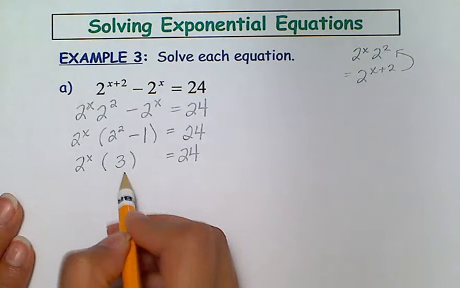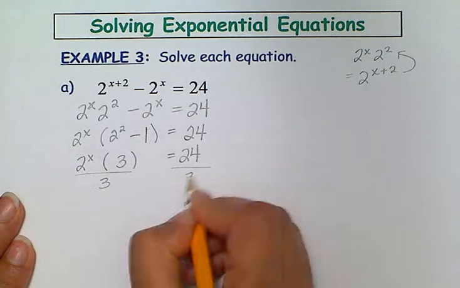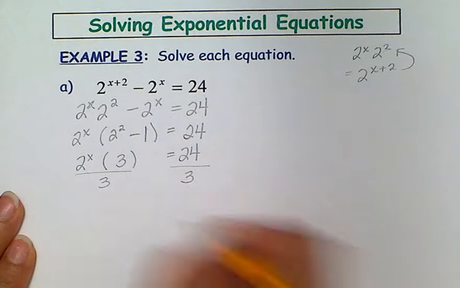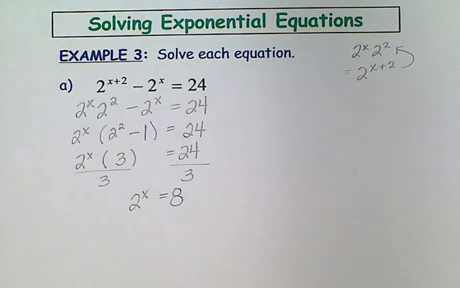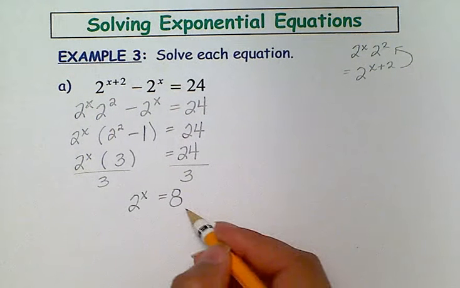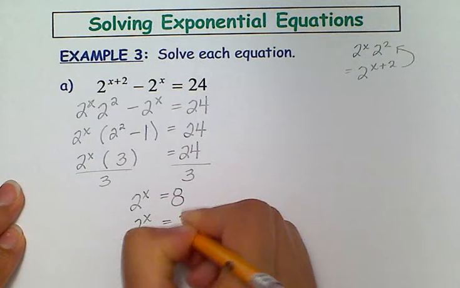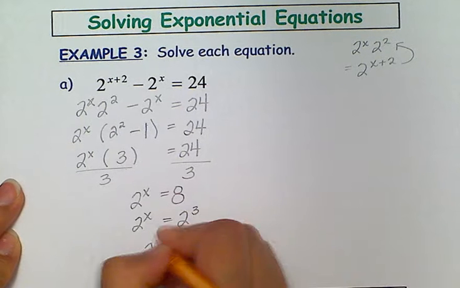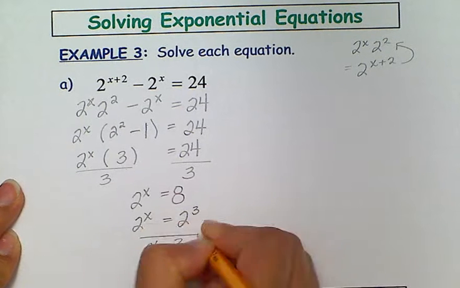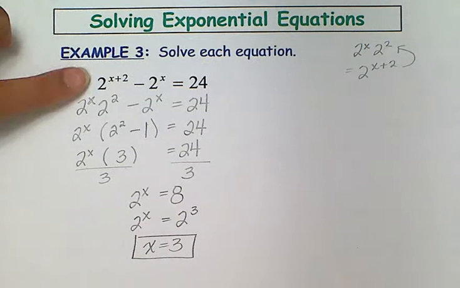And the opposite of multiplication is division. So I can divide both sides by 3, and I get 2 to the exponent x equals 8. Now, here's an exponential equation that I can actually solve. I can rewrite 8 with the base of 2. And so I get 2 to the exponent x equals 2 to the exponent 3. And since the bases are the same, I know x has to equal 3. So there's one example of solving an exponential equation where one side of the equation has more than one term.